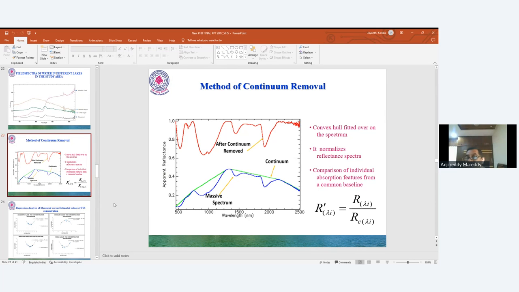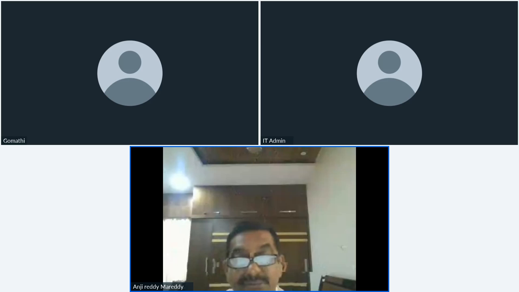You have the convex hull fitted over the spectrum. It normalizes reflectance spectra. The comparison is made with this line, and we are going to have the regression analysis. You see the regression analysis.